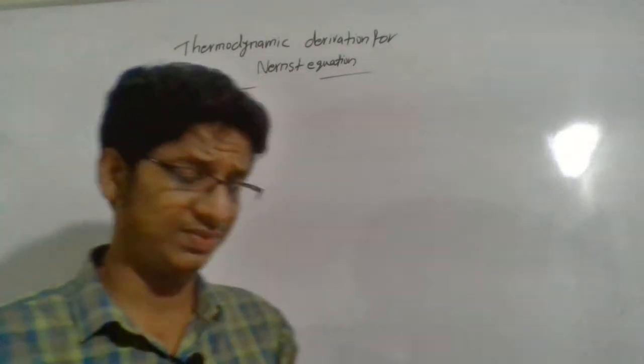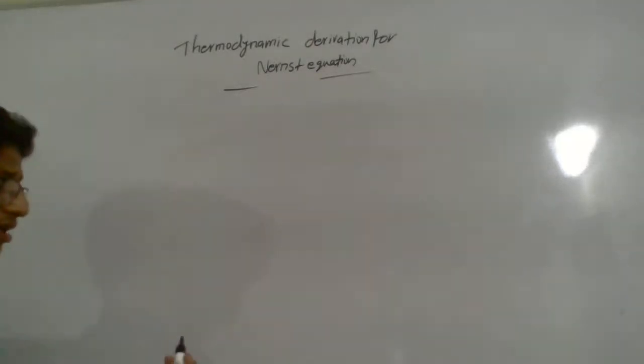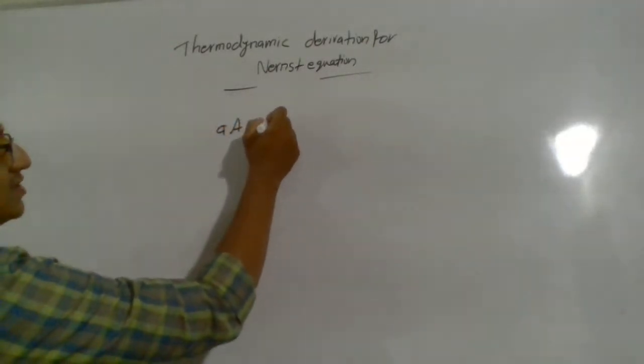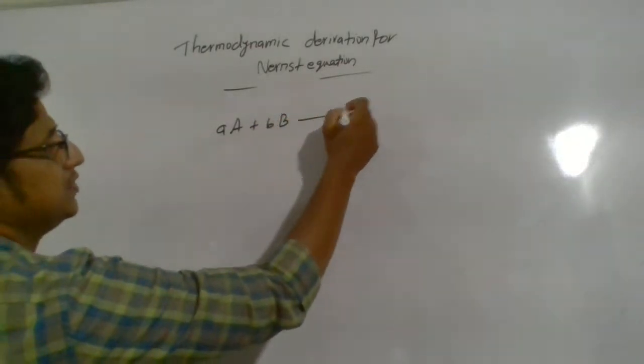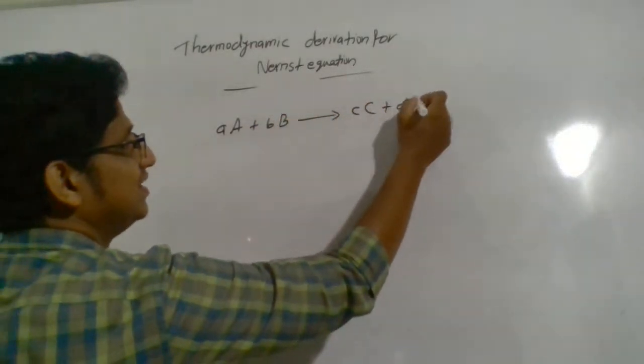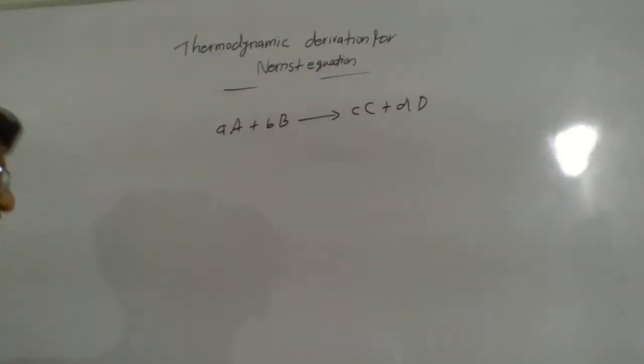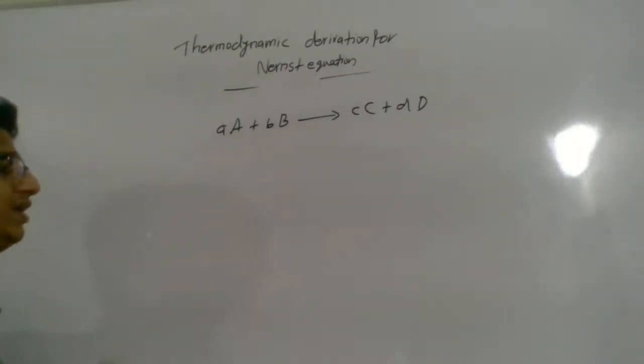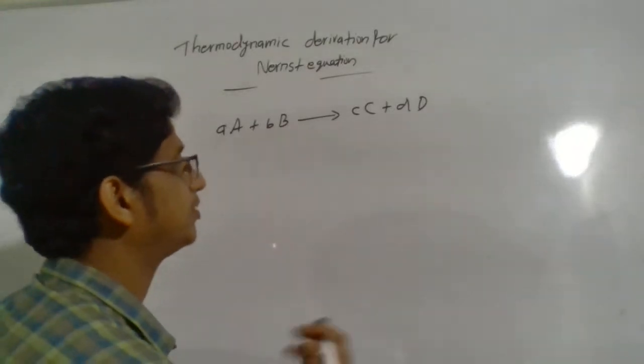So we know in a reversible cell, let us represent a cell reaction: aA plus bB gives cC plus dD. Let this be the overall cell reaction. Let us discuss one reversible cell. Here we are thinking in terms of an equilibrium reaction, where we know how to find an equilibrium constant.